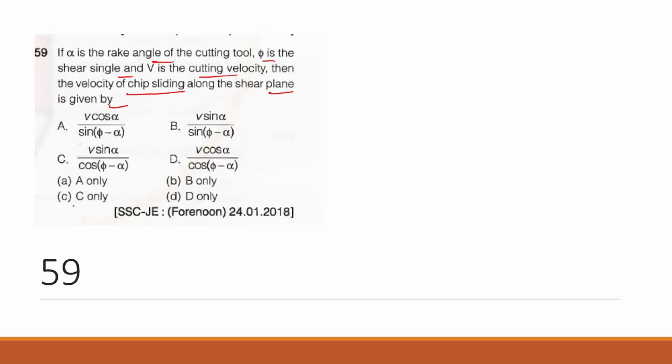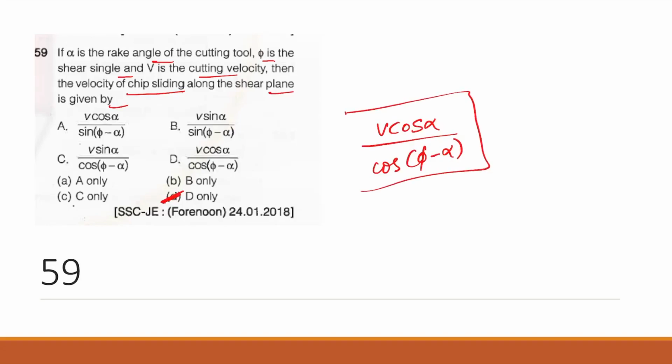Now guys, this is totally formula based question, so if you remember the formula you can easily do this question. So the answer is D, that is v cos alpha upon cos(phi minus alpha). I am not going to derive this equation because it is directly given in the books, but you have to remember that the velocity of the chip sliding along the shear plane is given by v cos alpha upon cos(phi minus alpha).